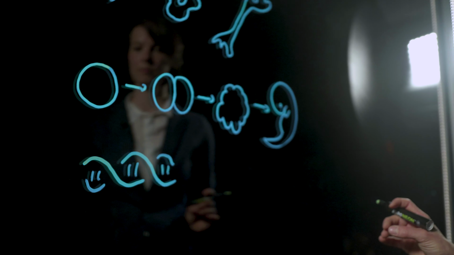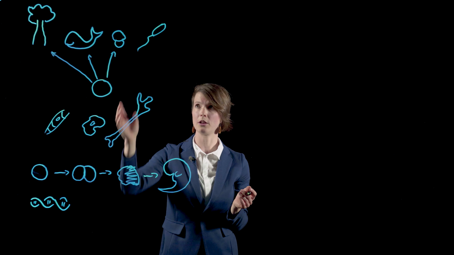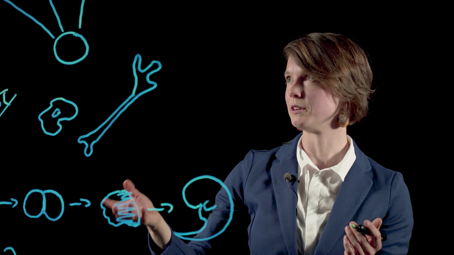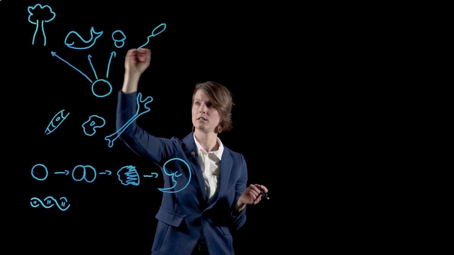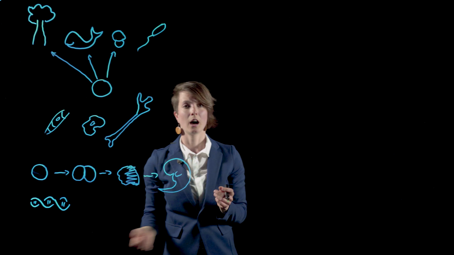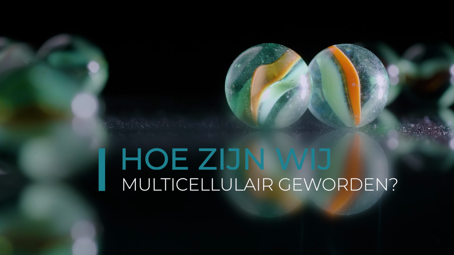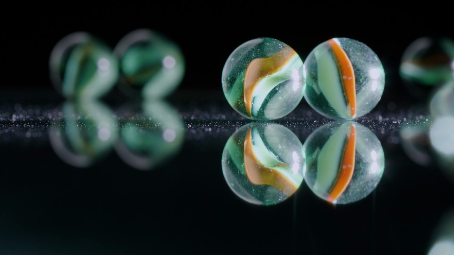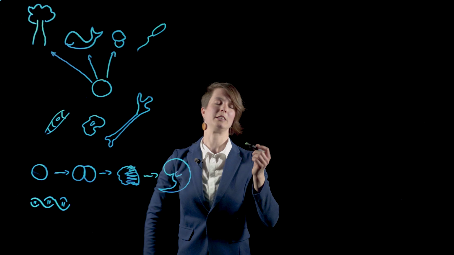When did they arise? Before there were plants, fungi, and animals, there were only single-celled organisms. Millions of years ago, some organisms must have gone from this to this. How did this transition happen? How did we become multicellular? This is a very broad question, so we need to break it down into a number of smaller questions.